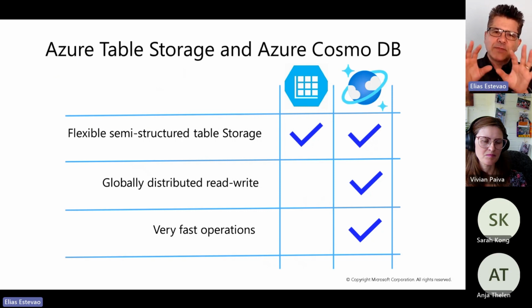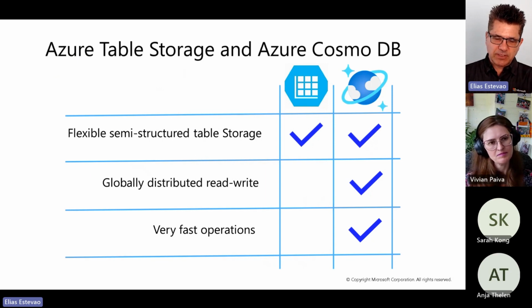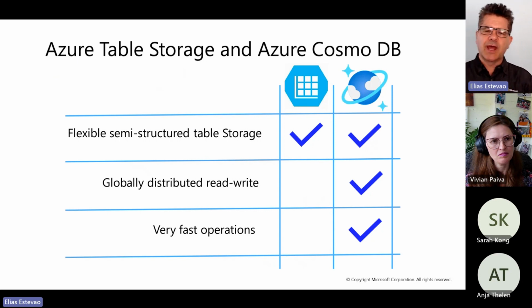But the primary one, if I'm starting fresh, if I don't have Cassandra, I don't have MongoDB, I don't have Gremlin, I want a very fast storage where I can put in my tables. I have two choices. I can get my storage account and put tables in there, or I can get a Cosmos DB with that Table API. They share basically the same API, which is great. Flexible, semi-structured table storage, both of them can do that.